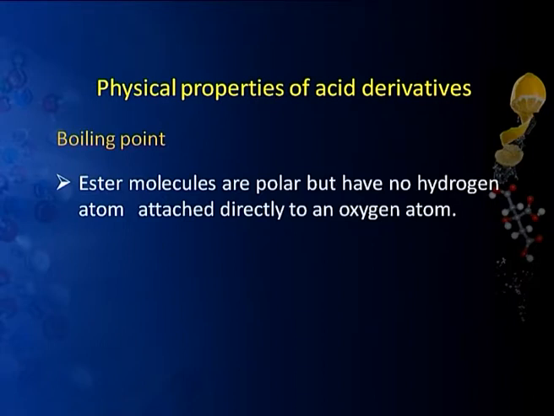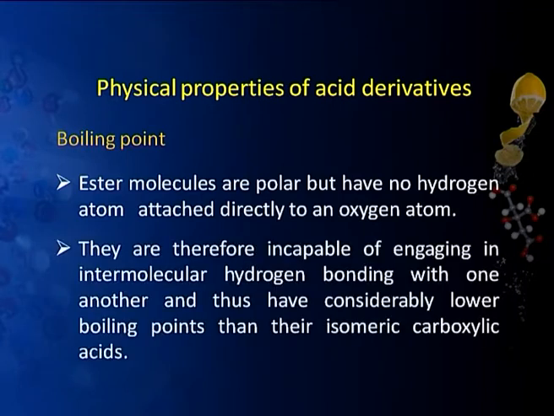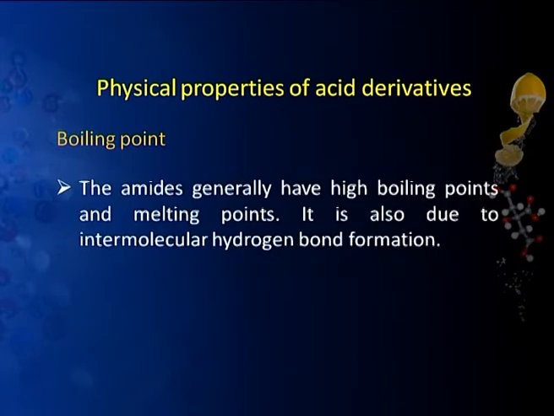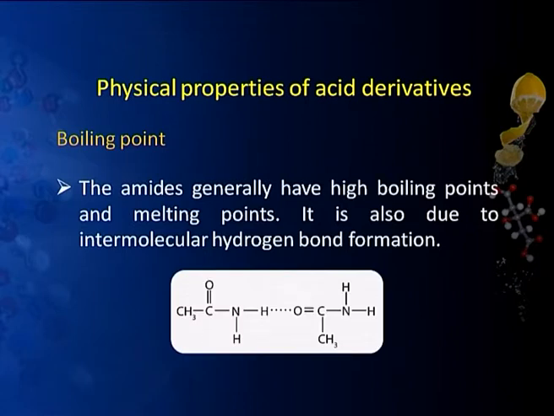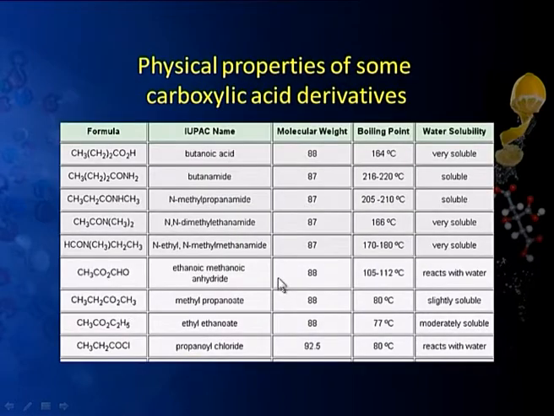Then ester molecules are also polar and cannot form hydrogen bonds amongst each other. So, they also have boiling points which are lower than the corresponding acids, very close to the corresponding acid chlorides. Then the amides generally have high boiling points, and again the reason is that they can form intermolecular hydrogen bonding. Amides have this NH, and this NH can form a hydrogen bond with the carbonyl of another amide molecule. So, amides are generally high boiling, that is why most of them are solids.